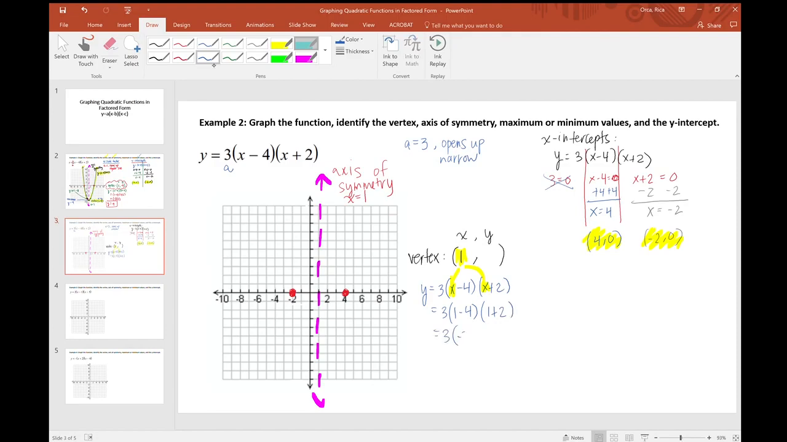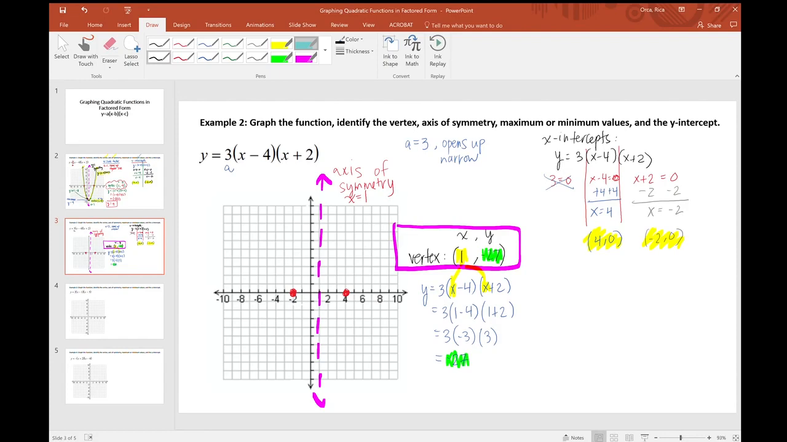1 minus 4 is negative 3. 1 plus 2 is 3. And this is going to give us 3 times negative 3, which is negative 9, and negative 9 times 3 is negative 27. So the y value of my vertex is negative 27. So now I need to plot my vertex at (1, -27). Since my y-axis isn't labeled, let's go ahead and label it.